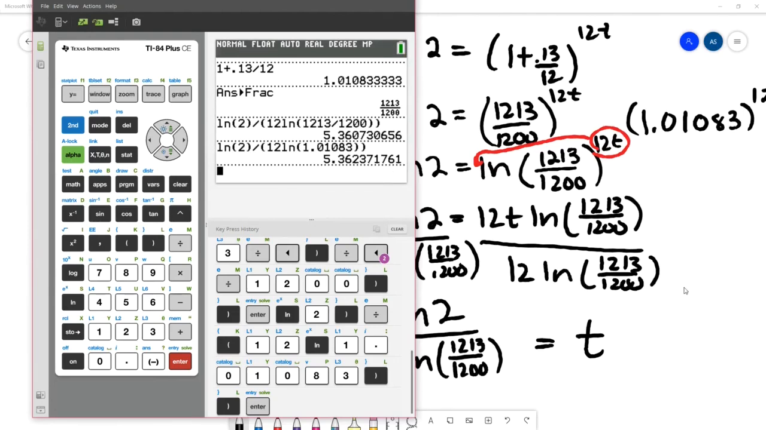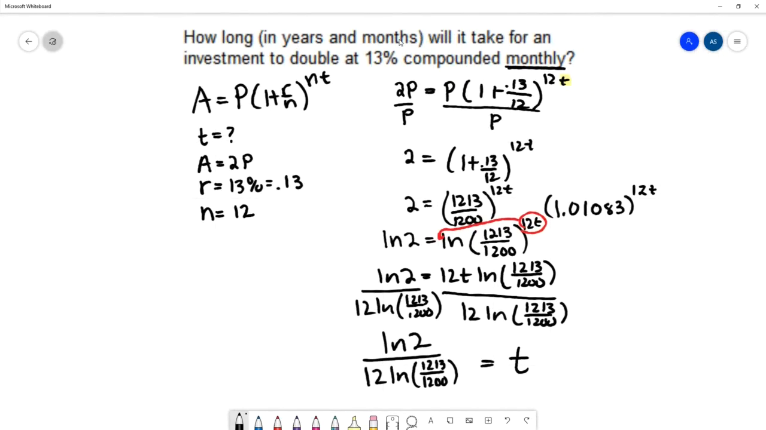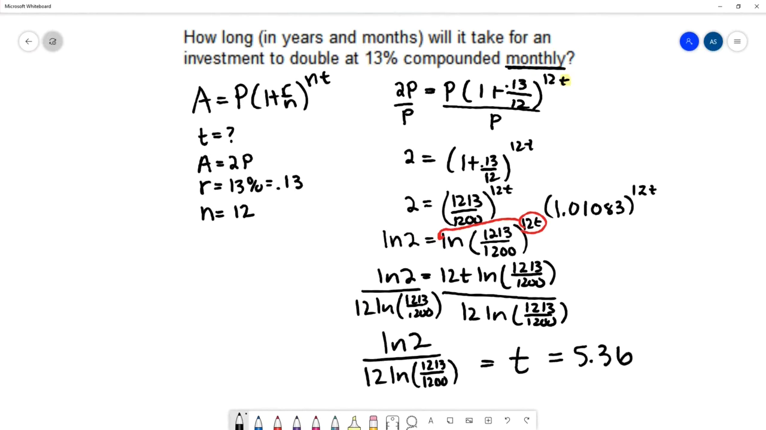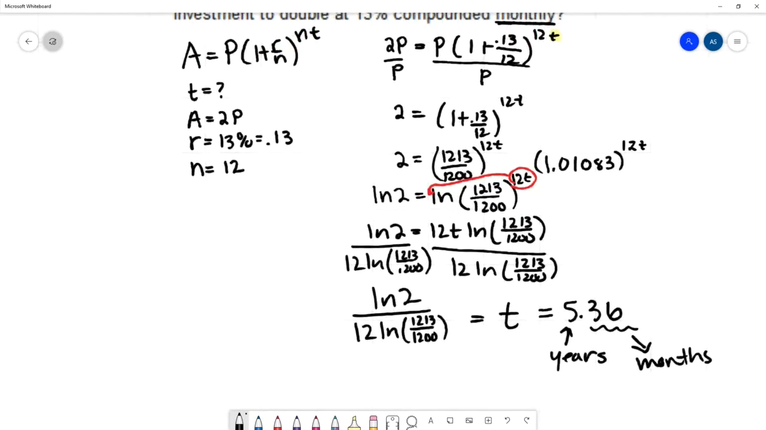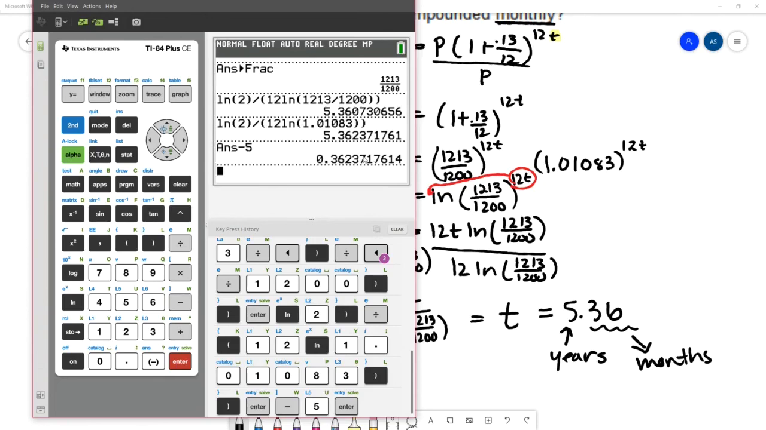but we want to answer the question, how many years and months will it take for the investment to double? So with our calculator value, we get our time being 5.36. So the 5 is the years, and we're going to use the 0.36 to give us the months. So let's take off the 5. This is now the fractional part of the years.